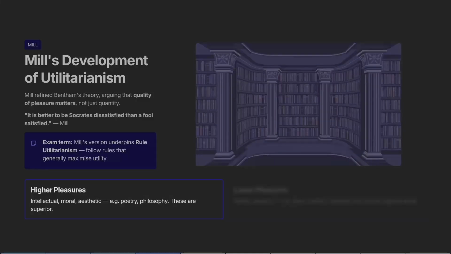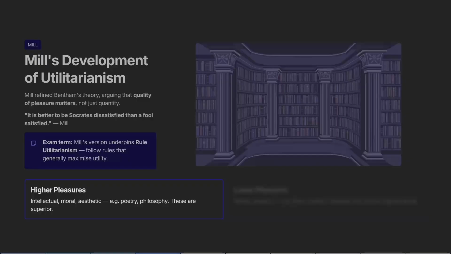And so we have Mill's development of utilitarianism. He agreed with Bentham that happiness should be the goal of morality, but he thought Bentham's theory was too simplistic. Bentham, you see, treated all pleasures as equal in quality, focusing only on the quantity. Whereas Mill argued that this reduces human beings to something like pleasure-seeking animals, a criticism sometimes called the swine objection. To solve this problem, Mill introduced the idea that some pleasures are higher in quality than others.